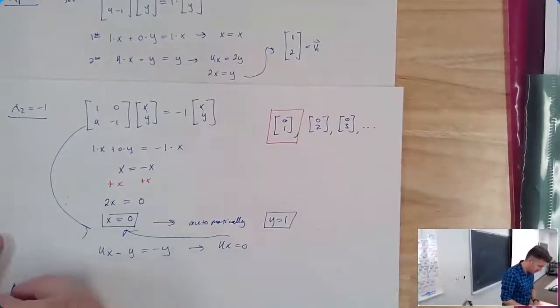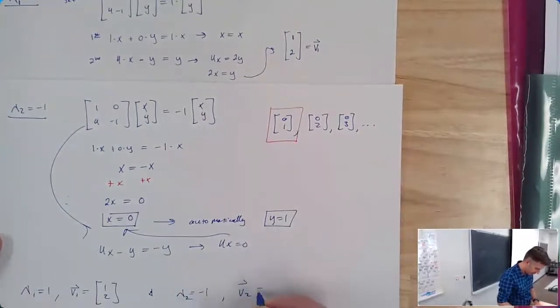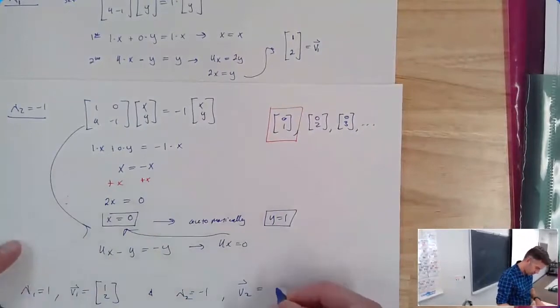So our eigenvectors are, for lambda equals 1, we have the eigenvector of 1, 2. And for lambda 2 equal to -1, we have the eigenvector equal to 0, 1.